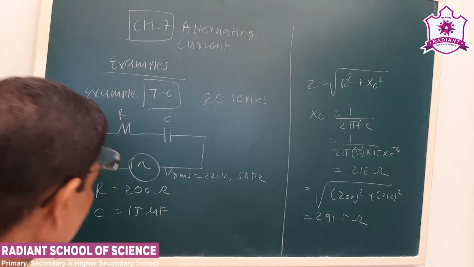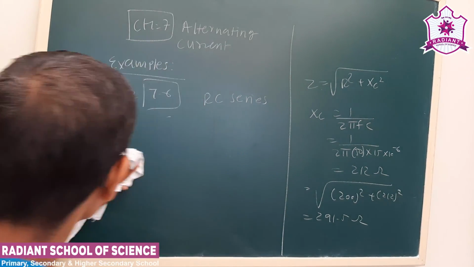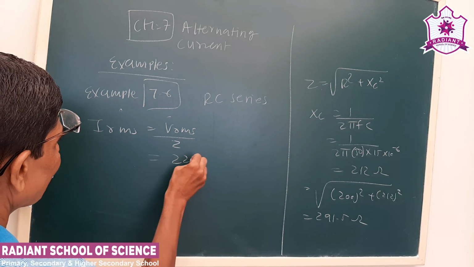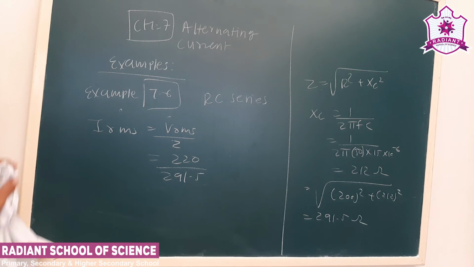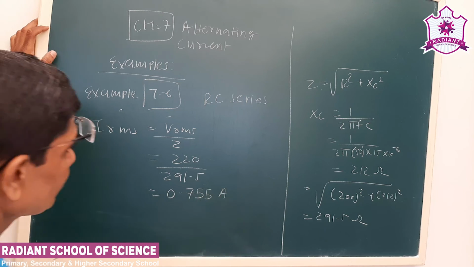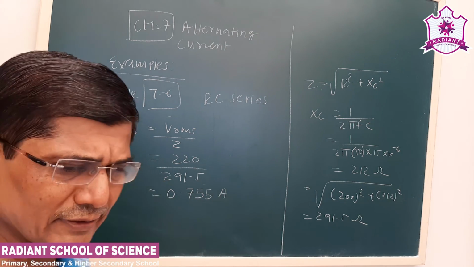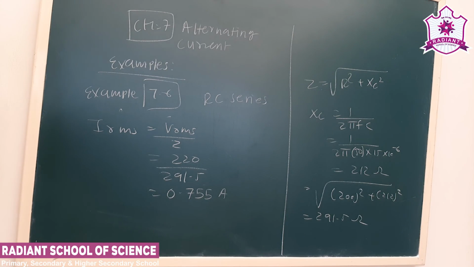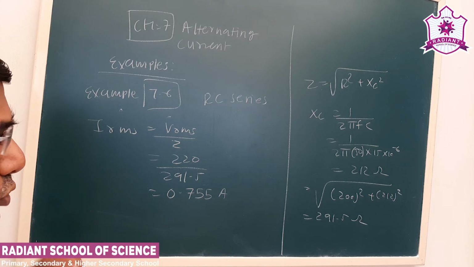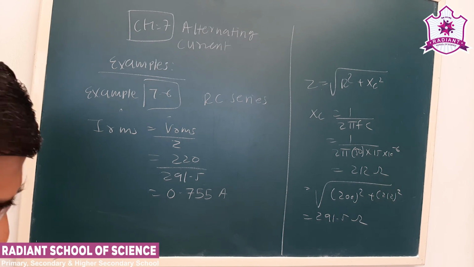Now see the current in the circuit, IRMS. VRMS is 220. Now the Z is 291.5. It turns out to be 0.75. Now here we have to show that in the RC circuit, the phasors of voltage we have to discuss, that is the voltage across the capacitor and the voltage across the resistor.